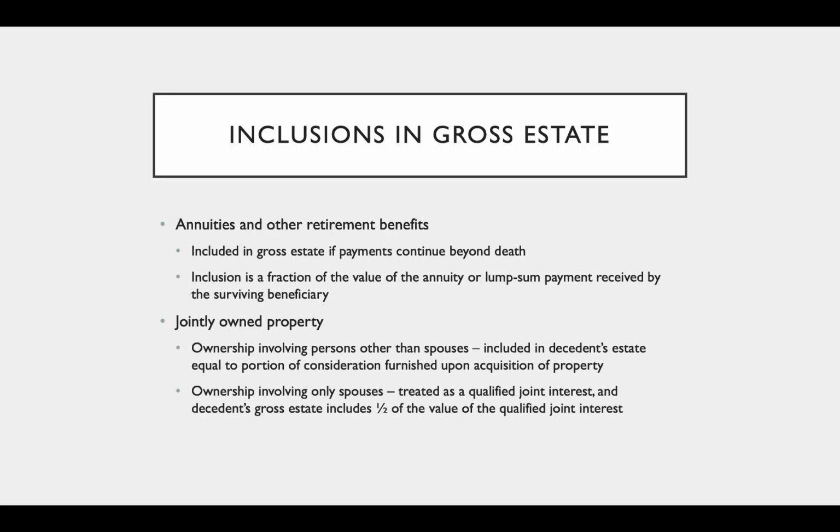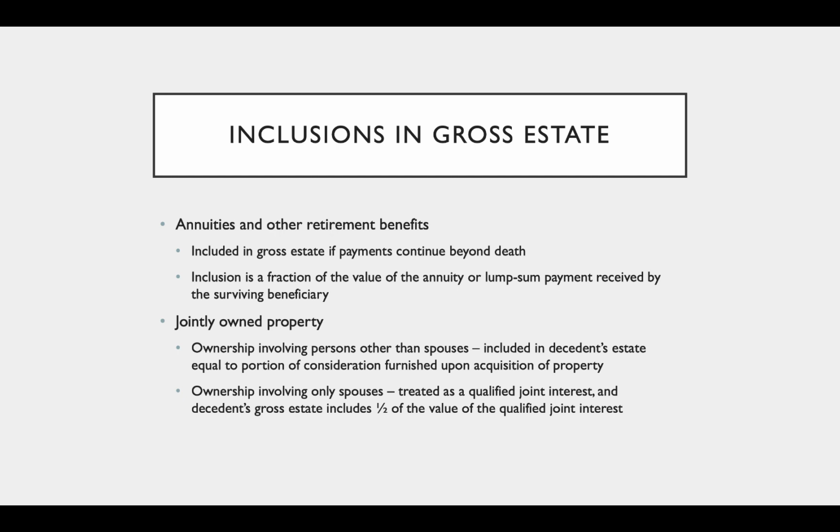Okay, continuing on to things that are included in the gross estate. We're moving on to annuities and other retirement benefits. They are included in the gross estate if payments are going to continue beyond death, and the inclusion amount is a fraction of the value of the annuity or the lump sum payment received by the surviving beneficiary, and an actuary would provide the value of these annuities.